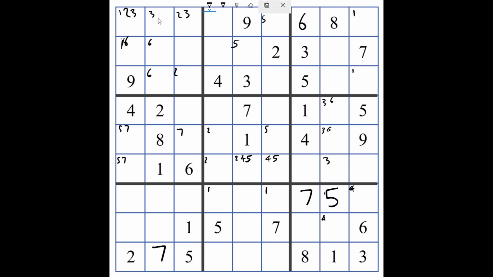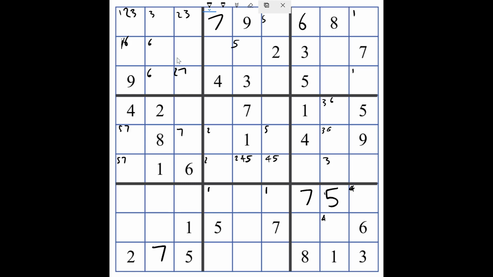7 can't go anywhere here or anywhere here. So that leaves 3 places for a 7. 7 can't go anywhere here, and it can't go anywhere here. That actually only leaves 1 place for a 7, which means I can rub out my 7s in the top row in this grid here.